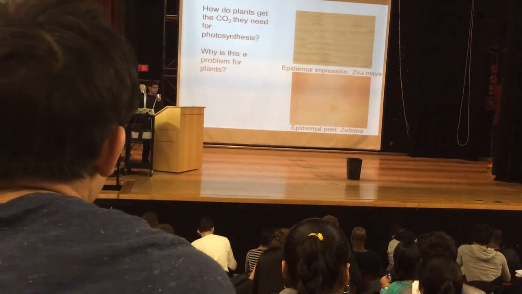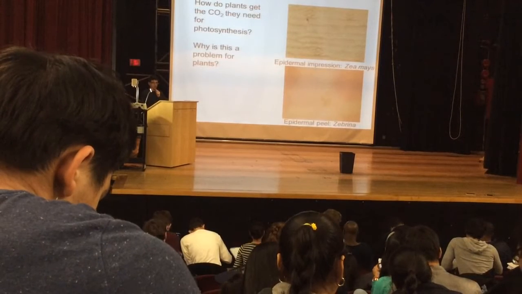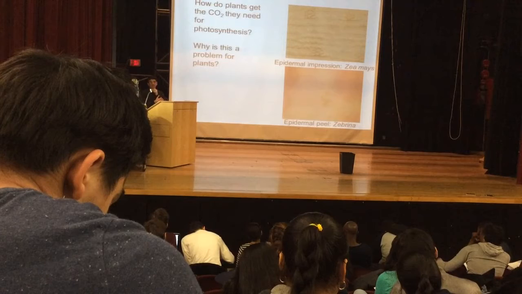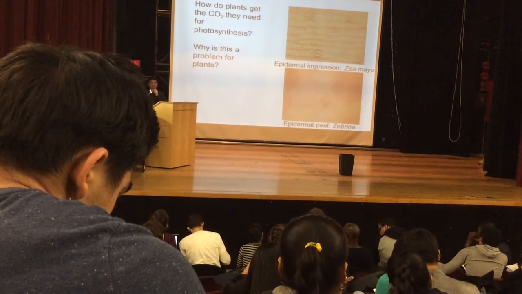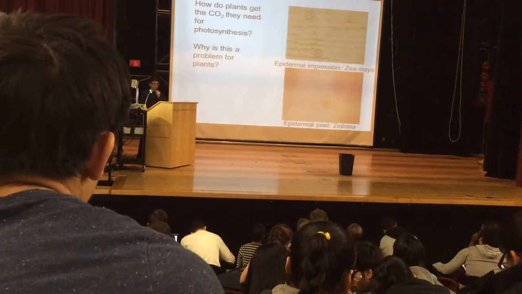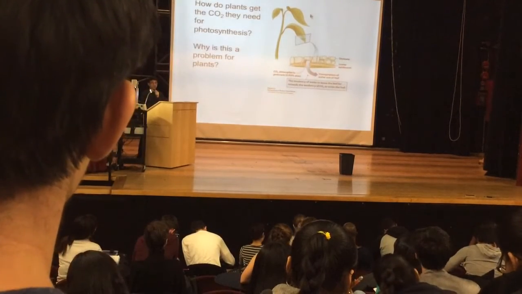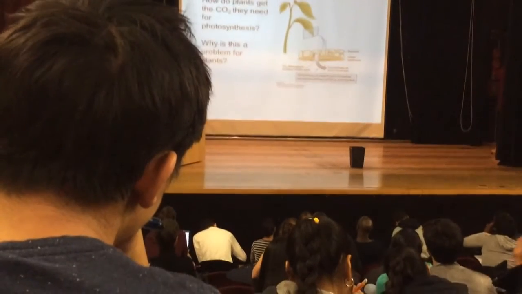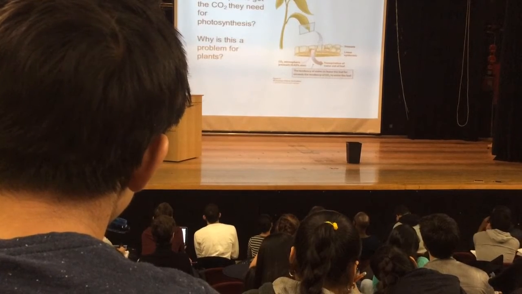waxy layer called the cuticle. And that's a problem for photosynthesis, because if you cover yourself with wax, then you can't carry out gas exchange, which means CO2 can't get into the leaf. Now, the reason that the plants cover themselves with wax is because most of the volume of the cells is water. And if you're exposed to the dry air outside, what happens to your water?